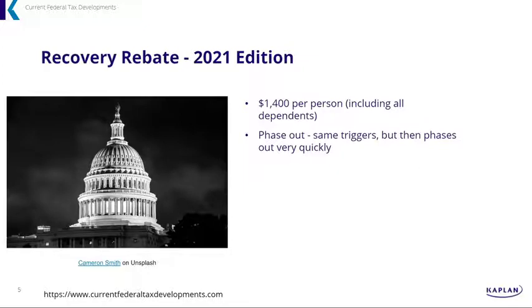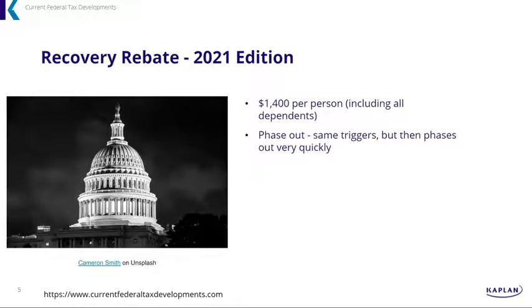Okay. Now it has a phase out. It is exactly the same trigger levels as before for phasing out. So bottom line, we begin to phase this thing out essentially at incomes of $75,000 for single taxpayer, $150,000 for married filing joint, and $112,500 for head of household.